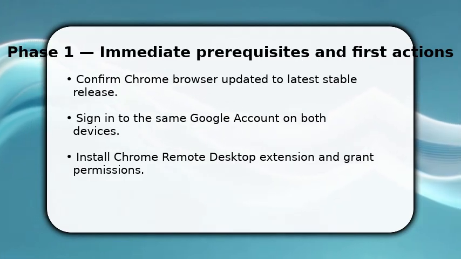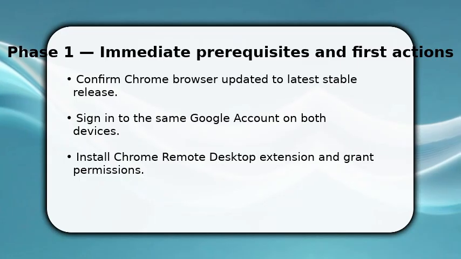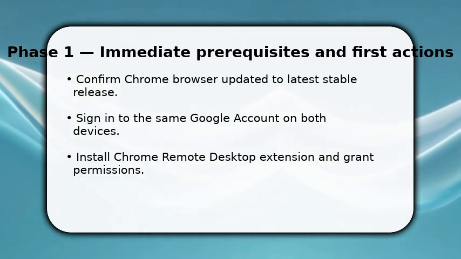Once done, choose Remote Access, then click Turn On to create a host. Make sure to set a 6+ digit PIN. This protects the host and enables encrypted remote sessions, so you won't lock yourself out later.